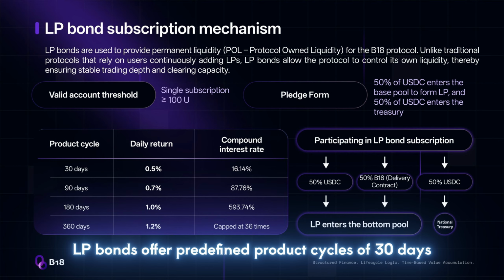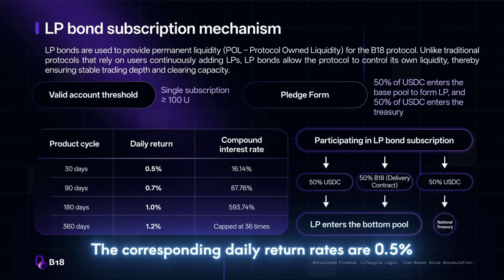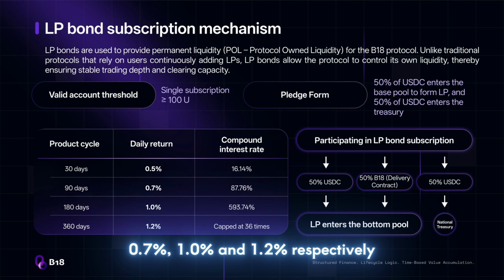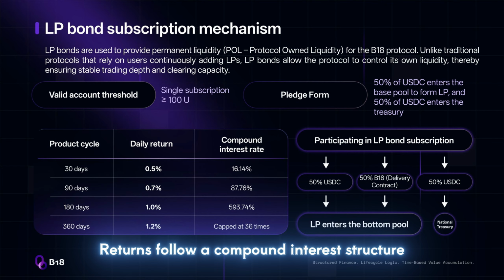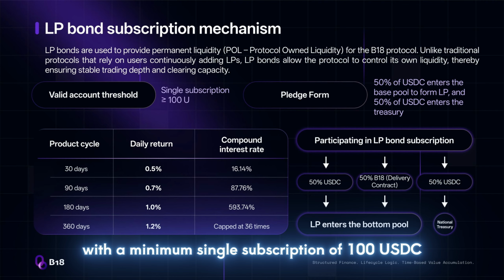LP bonds offer predefined product cycles of 30 days, 90 days, 180 days, and 360 days. The corresponding daily return rates are 0.5%, 0.7%, 1.0%, and 1.2% respectively. Returns follow a compound interest structure, with cumulative interest capped at 36 times. Participation requires a valid account, with a minimum single subscription of 100 USDC.